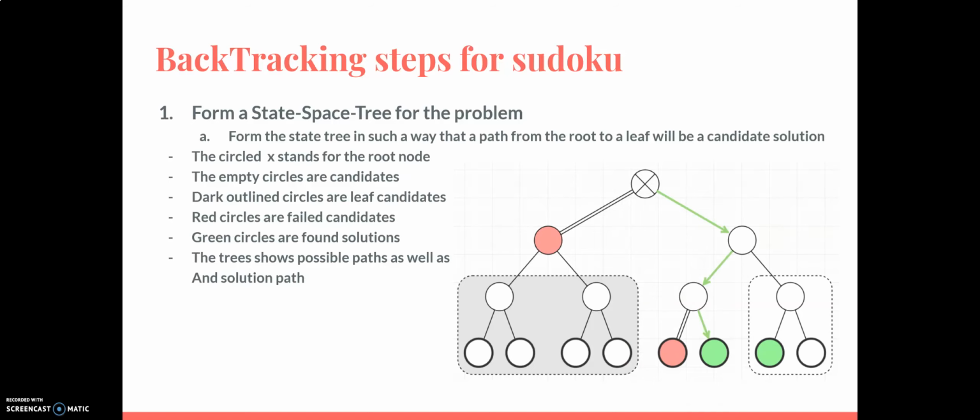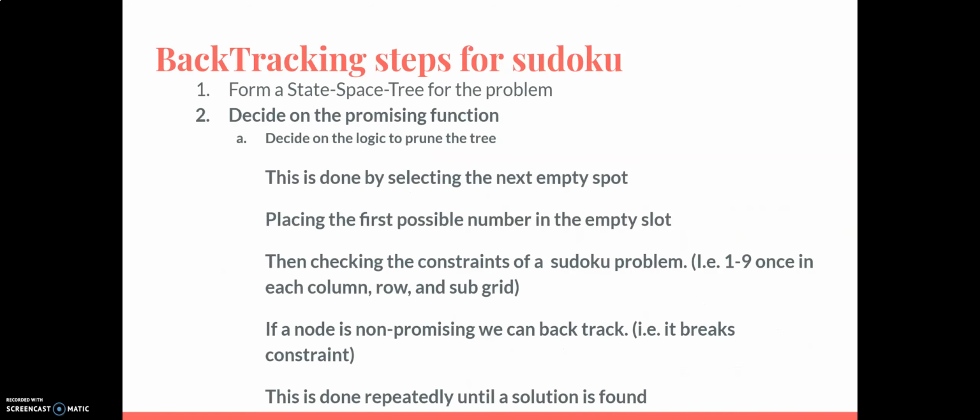Here you can apply that. The second step is to decide on the promising function. For Sudoku, this is done by selecting the next empty spot or cell, placing the first possible number in that empty cell, then checking the constraints of the Sudoku problem, i.e. 1 through 9, once in each column, row, and subgrid. If a node is non-promising or it breaks the constraints, we can backtrack. This is done repeatedly until a final solution for the entire puzzle is found.